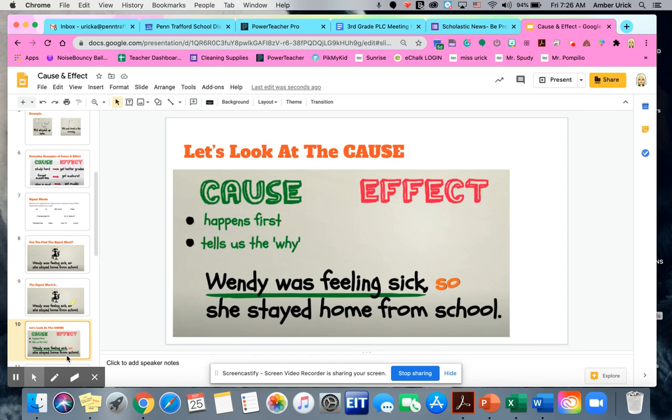So let's look at the cause here. Wendy was feeling sick. So, remember that signal word? She stayed home from school. So in green, I have cause. Remember from that first slide, cause happens first, and cause tells us the why in the situation. So Wendy was feeling sick is our cause or our why, right?